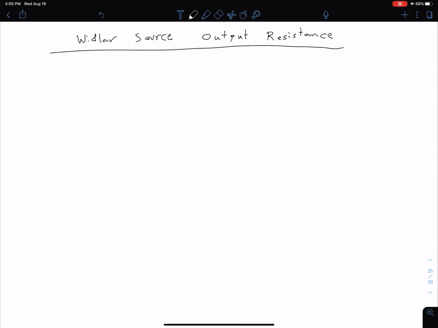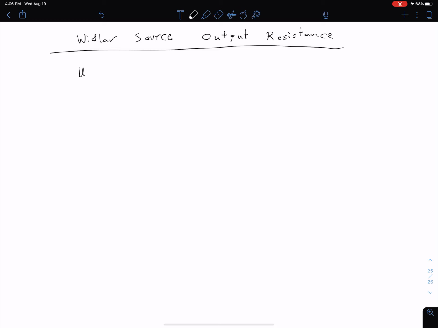So now let's talk about the output resistance of our Widlar current source. Of course, the importance of the output resistance is it helps us know how much our output collector current is going to change as our voltage across our collector-emitter junction changes. And why would that voltage be changing? Well, that could be changing as our load condition changes. So ultimately we're saying, how does our output current change as our load changes? That's related to our output resistance.